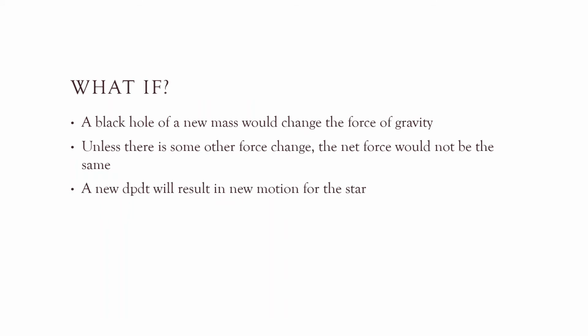So the what if: could we just replace the black hole with one of any mass and keep the same force, or keep the same motion of the star? This would be a resounding no, because a black hole of a new mass would change the force of gravity. Unless there is some other force change, which there isn't in our model, the net force would not be the same. Thus, the change in momentum over change in time would be different, and the object's velocity would be different as it rotates around the black hole.